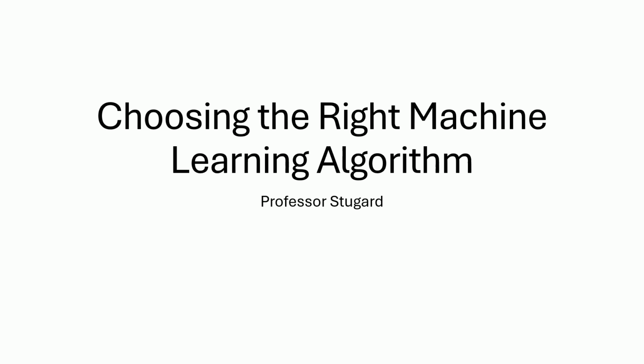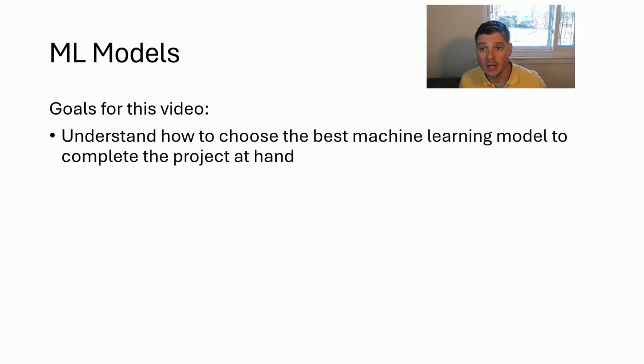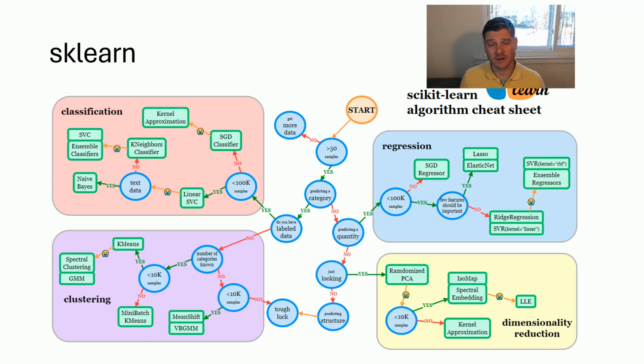Hi, this is Professor Stugard, and in this video, we're going to talk about how we choose the right machine learning algorithm or model for our task. So this should be a fun one because we're really only working on one idea: how do we understand what is the best machine learning model to build to complete the project that we have at hand?